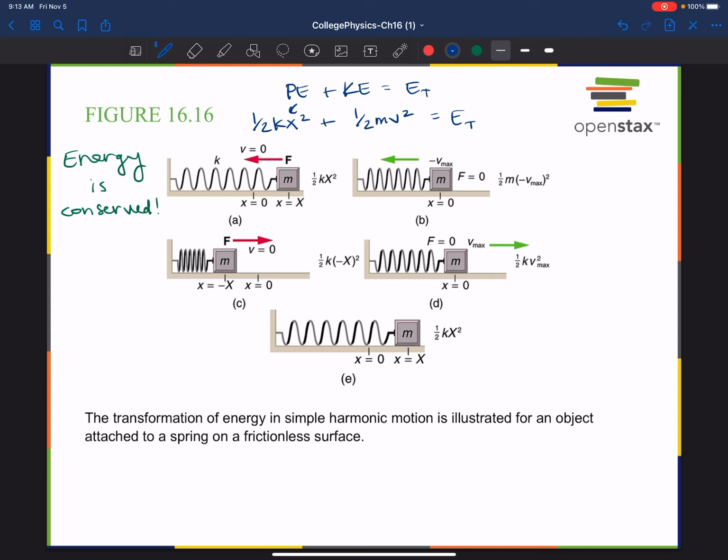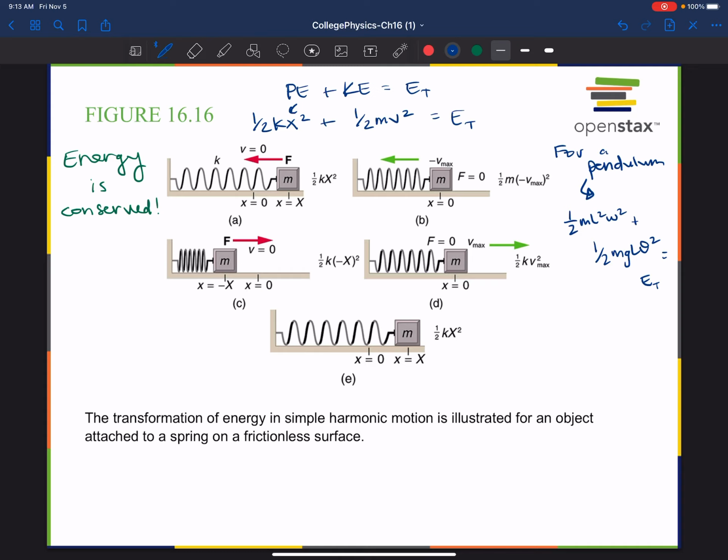For a pendulum, however, we would need to substitute a few of the terms. So instead of 1/2 kx squared plus 1/2 mv squared, for a pendulum, and this is only for something that exhibits circular motion, we're going to have 1/2 ml squared omega squared plus 1/2 mgl theta squared. And that would be equal to our total energy or a constant value.